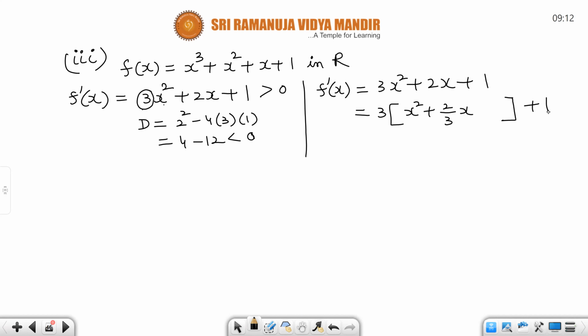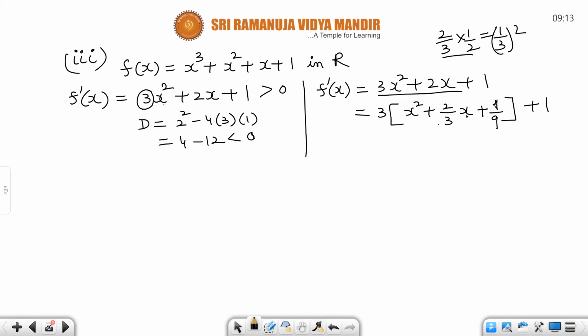Okay, in the first two terms only I have taken 3 common. So what should be added inside this bracket here? Something I have to add here so that the quantity inside the bracket is a perfect square. X coefficient is 2 by 3. Half of that is 1 by 3. Its square I have to add. That means I have to add 1 by 9. Whatever is the coefficient of x, half of it squared, I have to add it. So 1 by 9 I have added.